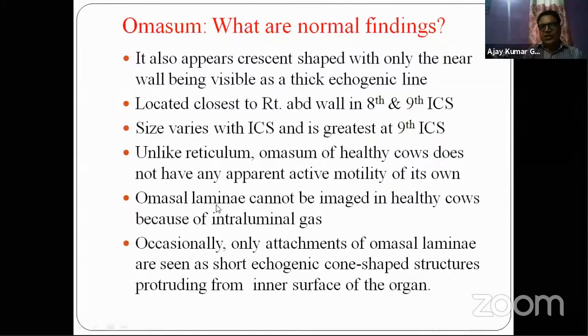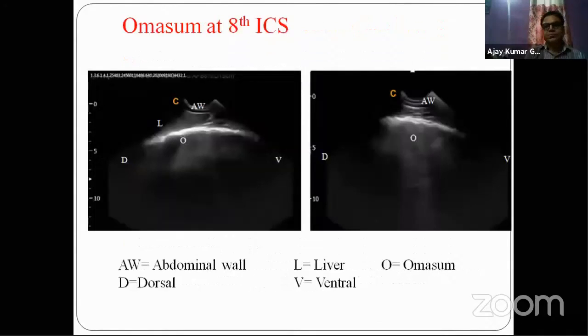The omasal lamellae, as you know, the omasum has leaf-like mucosal folds within the lumen. They are usually not imaged in healthy cows because of intraluminal gas. Occasionally, only the attachment of omasal laminae will be seen as echogenic cone-shaped structures. They will be protruding from the inner surface of the omasum.